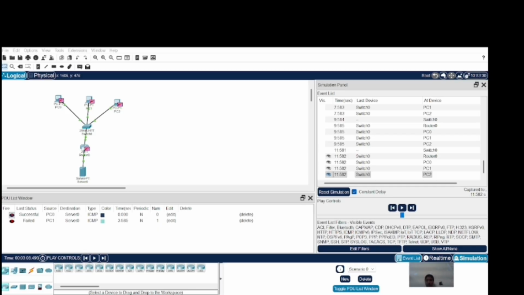This demonstration is a very simple but effective method for understanding DDoS attacks and implementing basic network security using Cisco Packet Tracer. Thank you. This completes my project demonstration.